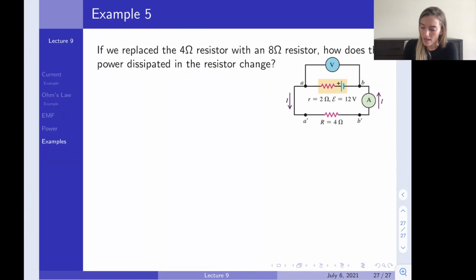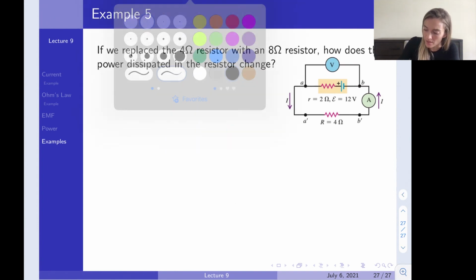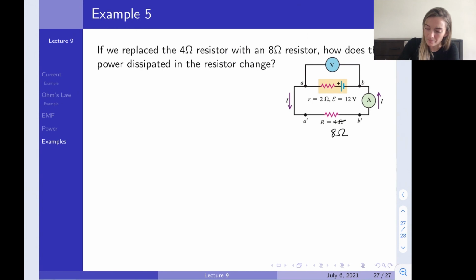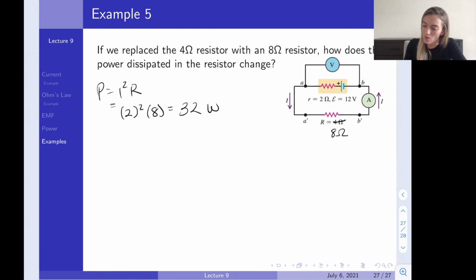Now let's look at the same circuit again, but we replace the 4 ohm resistor with an 8 ohm resistor. So we're replacing this one over here with an 8 ohm resistor. How does the power dissipated in that resistor change? Now you might say, okay, I'm going to do the same thing again, and you'll get the current is 2 squared times 8. So that's 4 times 8, so that will be 32 watts, right? You might look at that and say, okay, that's my answer.